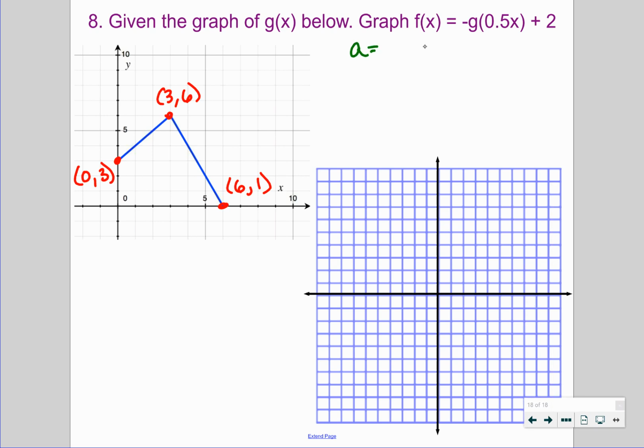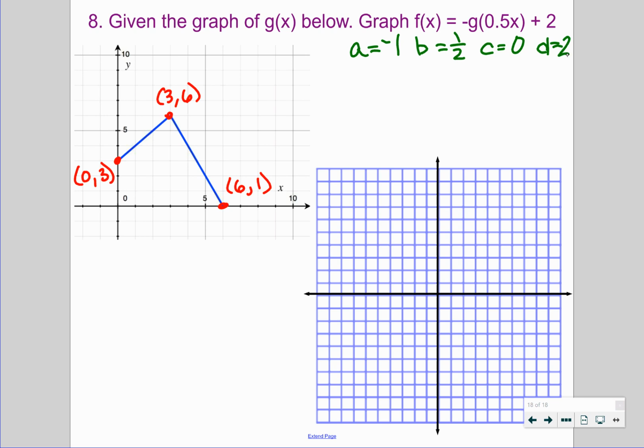The next thing I would do, if I were doing this problem, I think the easiest method would be to name my A, B, C, and D from the equation I'm given. What's the A? Number multiplied out front of the function. There's a negative there, right? So what number is that? -1. B is the number multiplied inside. It's a 0.5. I'm going to write it as a half. C is the number added or subtracted on the inside. Is there a number added or subtracted in there? Nope, 0. And then D, number added or subtracted on the outside.